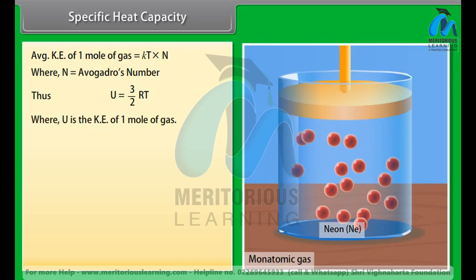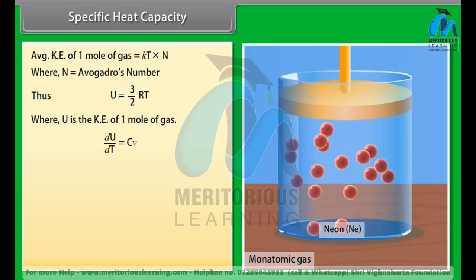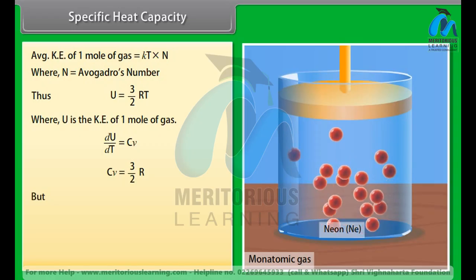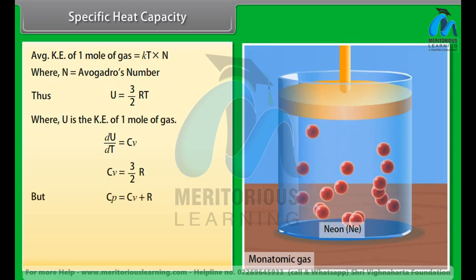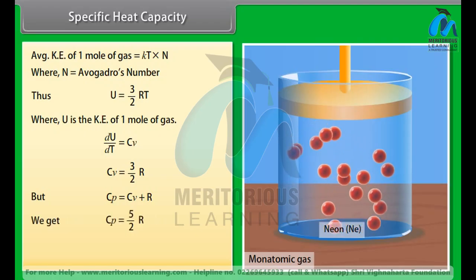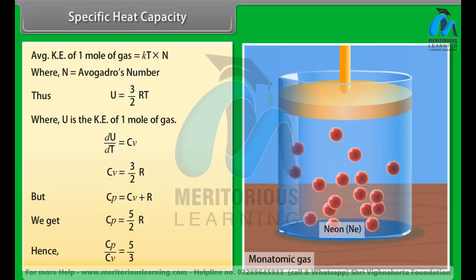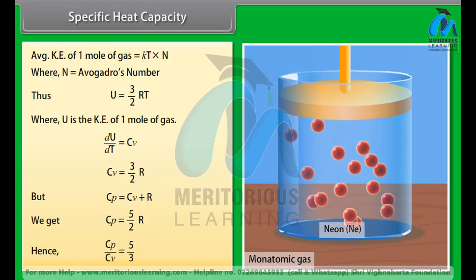dU by dT is equal to CV. CV is equal to 3 by 2 R, but Cp is equal to Cv plus R. We get Cp is equal to 5 by 2 R. Hence, Cp by Cv is equal to 5 by 3.